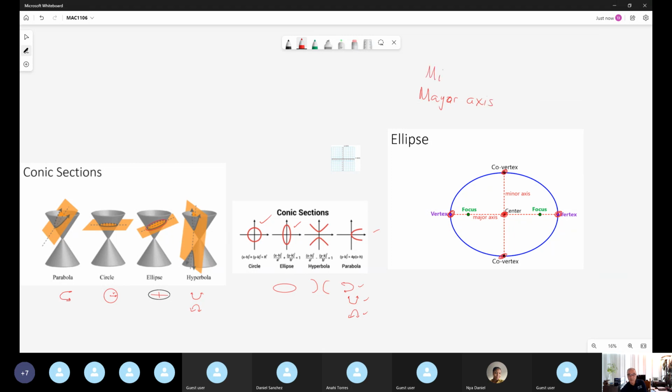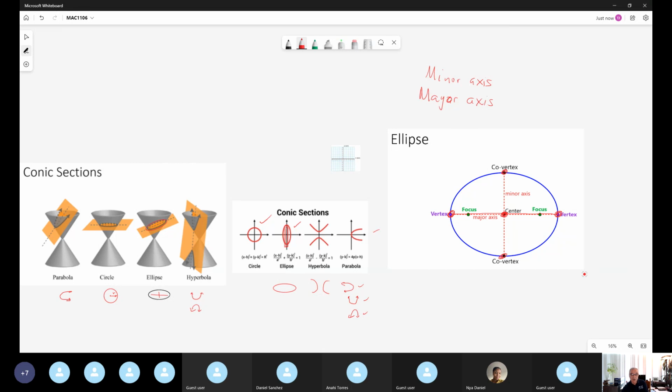Major axis and minor axis. Okay, where is the major and where is the minor? Well, the major is the big one. So this axis is bigger than this. This is the major axis, and this is the minor axis. For example, in this picture, it's obvious that the major axis is parallel or coincident with the x-axis. However, in this picture, it's different. The major axis is parallel or coincident with the y-axis.